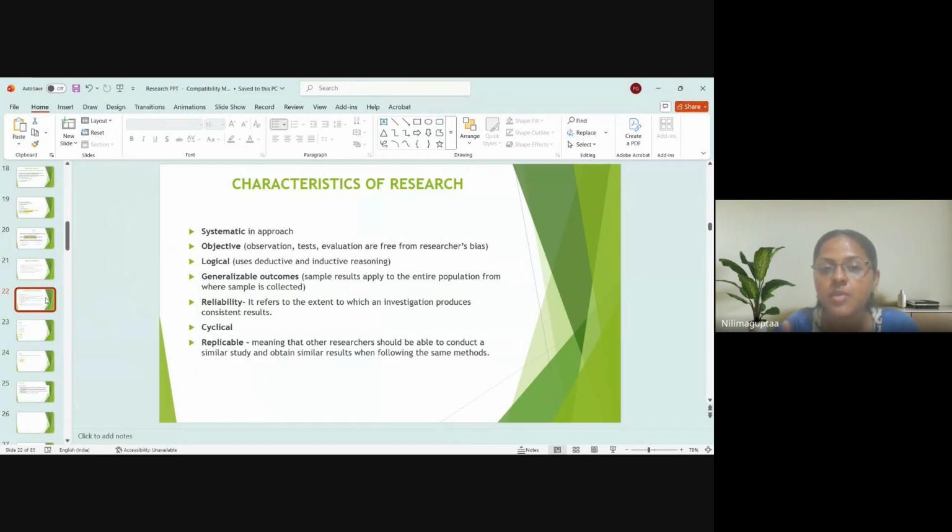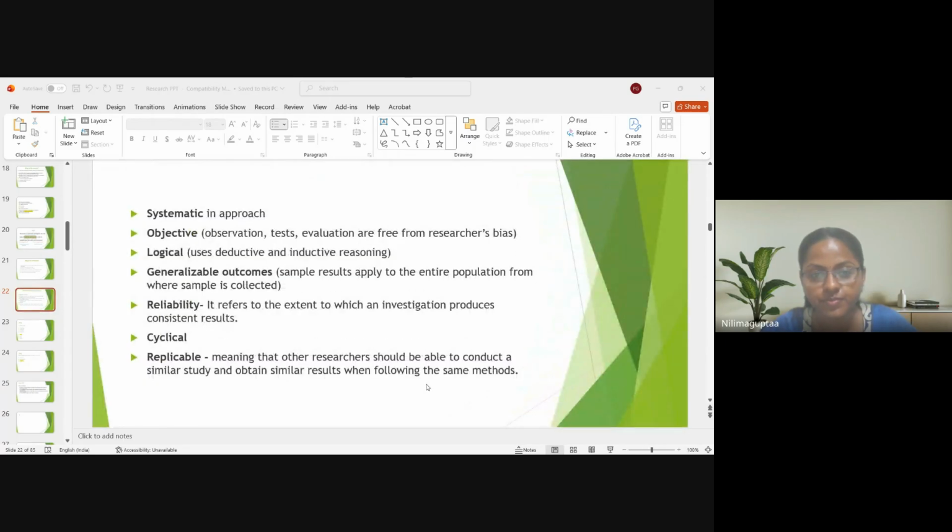Then these are certain characteristics. Most of the questions are asked from this characteristics topic. Again, when you see the book, you will find ample characteristics. But these are the most important characteristics, and these are universal characteristics. You will find this in each and every book as far as possible.